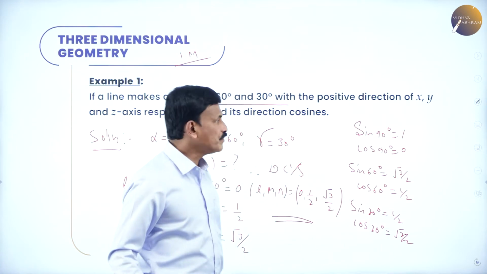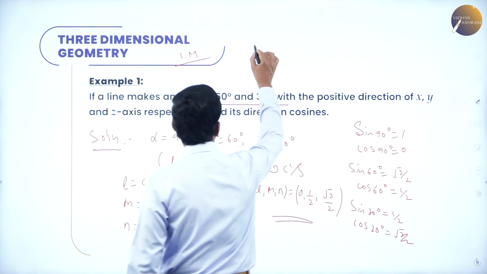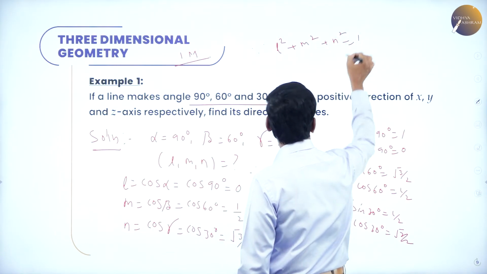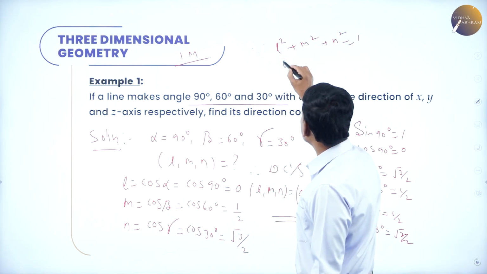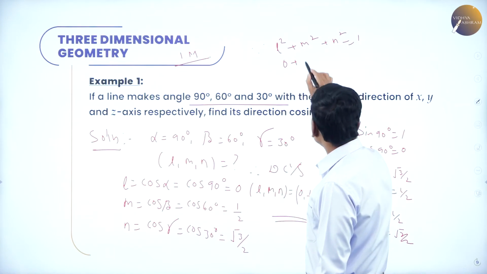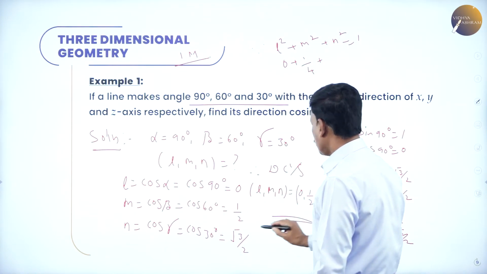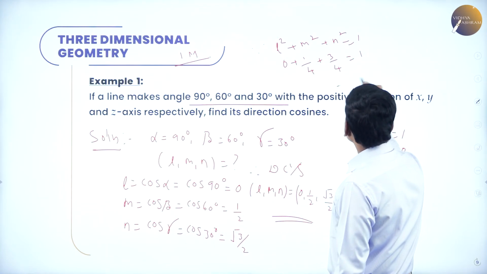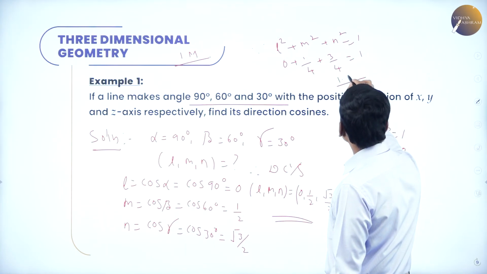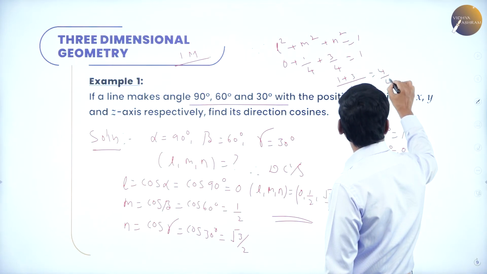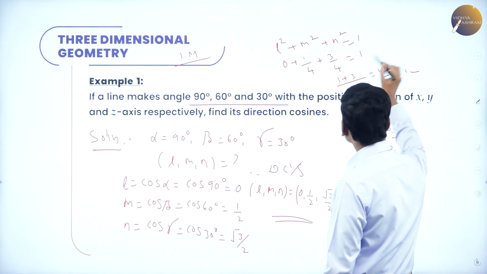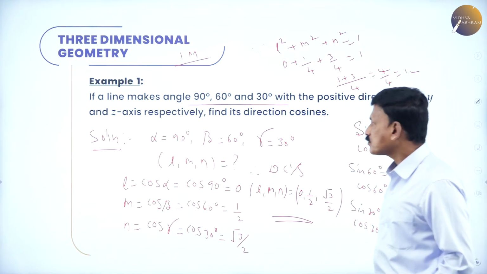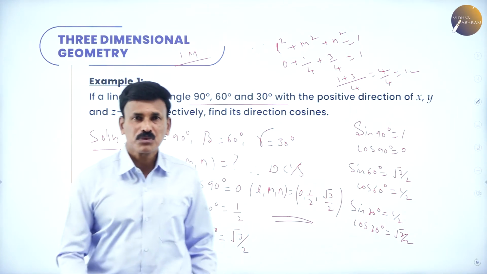Now, if you want to verify, you know the relation: L square plus M square plus N square is equal to 1. Substitute the values: 0 square is 0, plus 1 by 2 whole square is 1 by 4, plus root 3 by 2 whole square is 3 by 4. Take LCM, 4 is LCM, 1 plus 3 is 4 by 4 is equal to 1. So, L square plus M square plus N square is equal to 1. That's it. Now, let us come to the next problem.